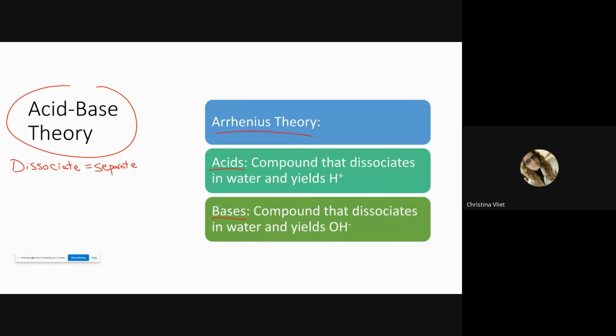So a compound that when it dissociates in water, it yields H+. What does yields mean? We did learn that. So like creates, and that was where we put that chemical reaction arrow, right? That means that as a product, you're going to get H+. So I'm going to write out a couple of simple equations that illustrate this via example.